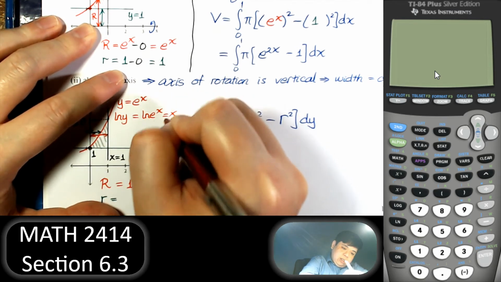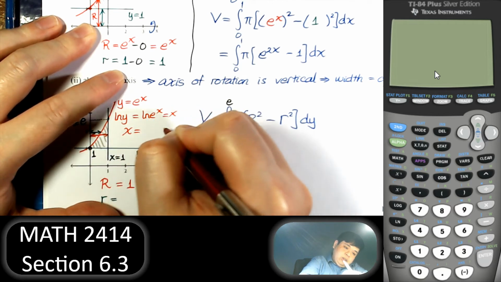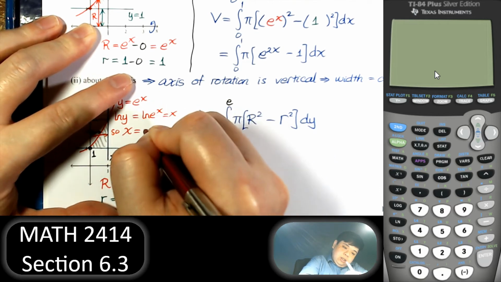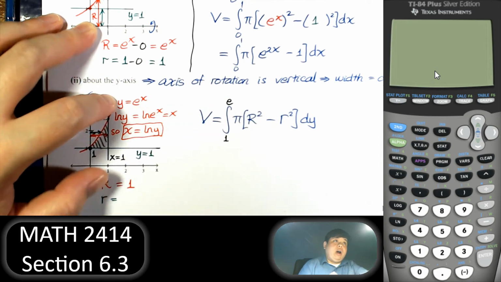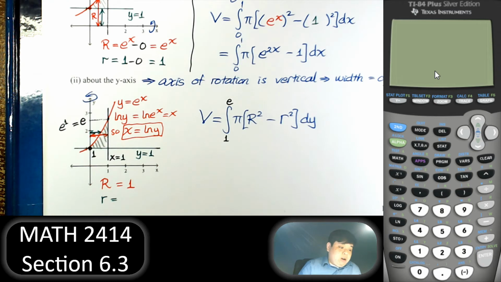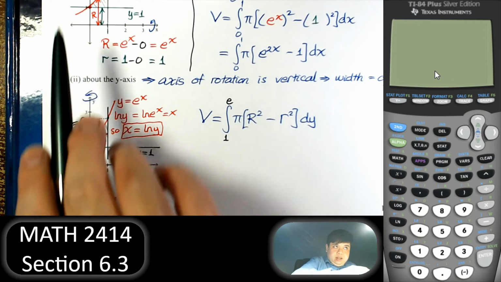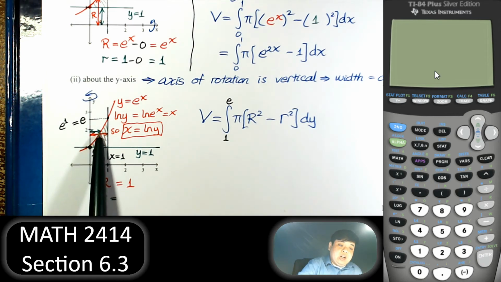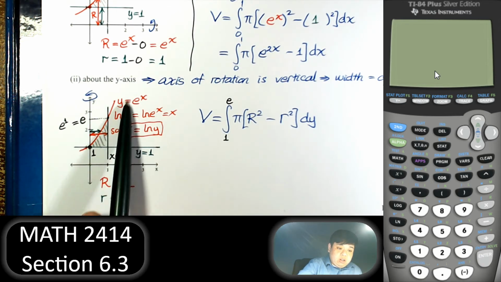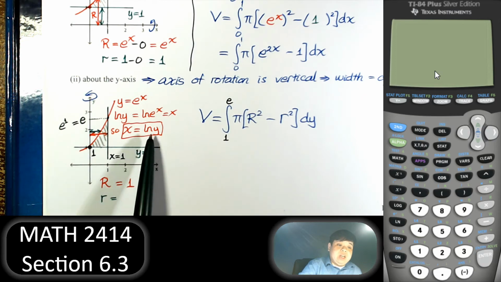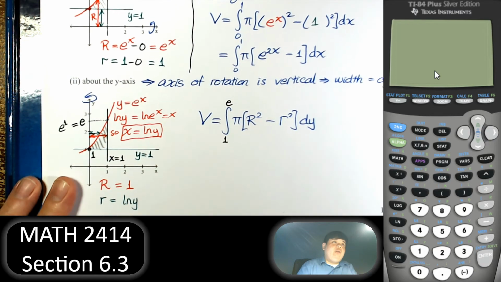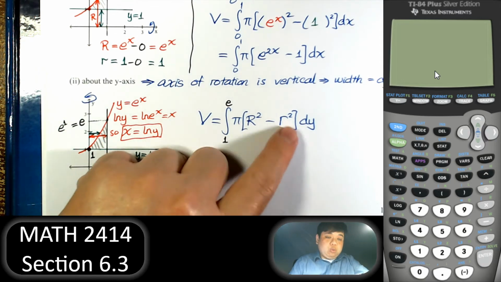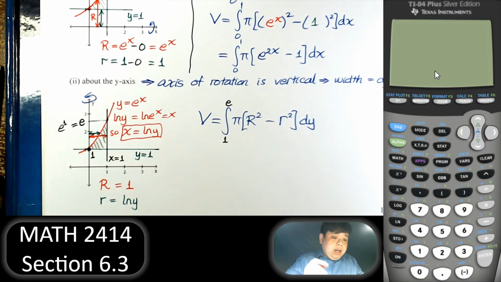Cancel out is x. So if x equals ln of y, this is equivalent to y equals e to the x. If we talk about the inner radius going from the axis of rotation to the inner edge, which is this function, that function has to be in terms of y. So it's going to be ln of y for the inner radius. It should be in terms of y, and put everything in here.